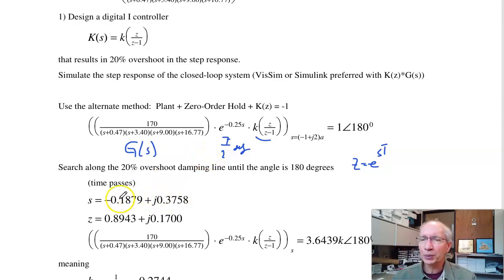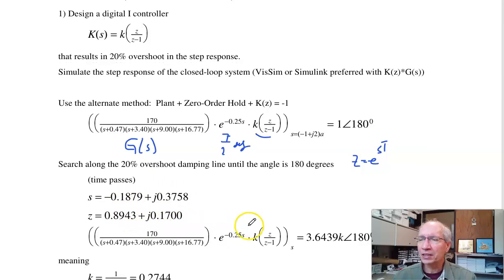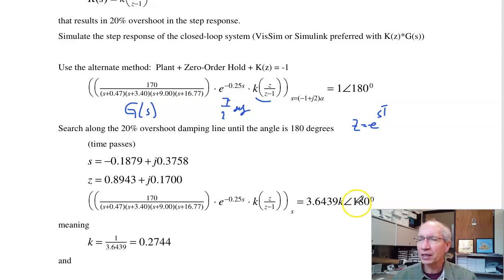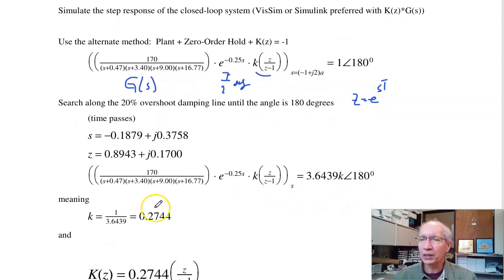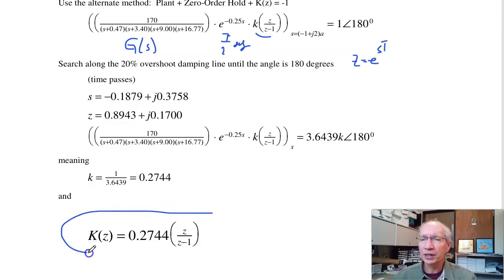Eventually, the point in the S-plane is minus 0.18 plus J0.37. And the Z-plane, that's where it is. Analyzing everything, angles add up to 180. Gain's wrong. Pick K to make the gain 1, so K is 0.277. So here's K of Z.